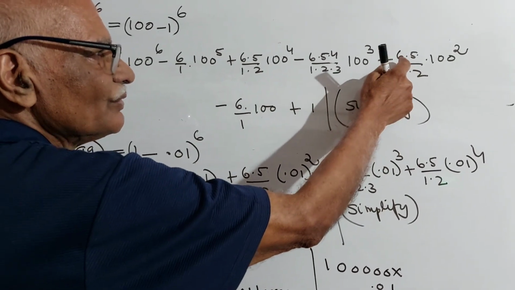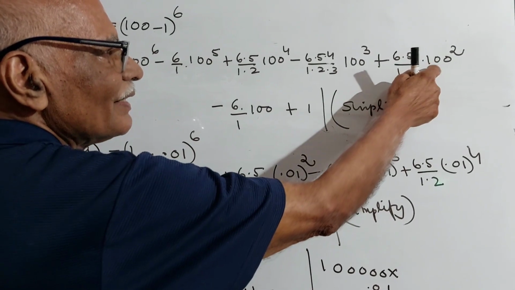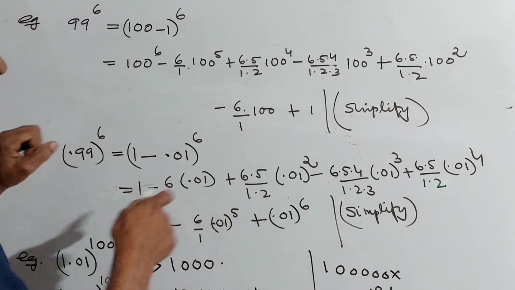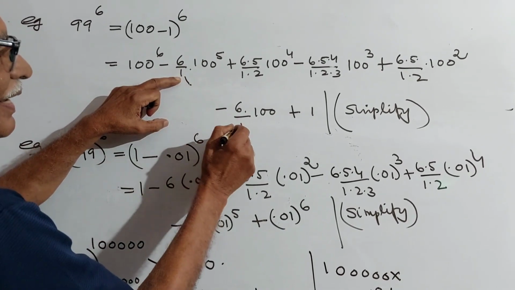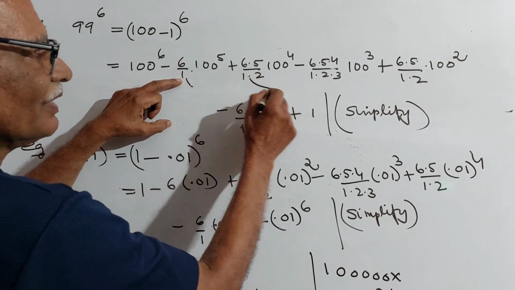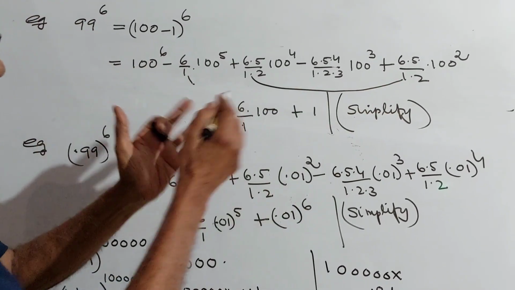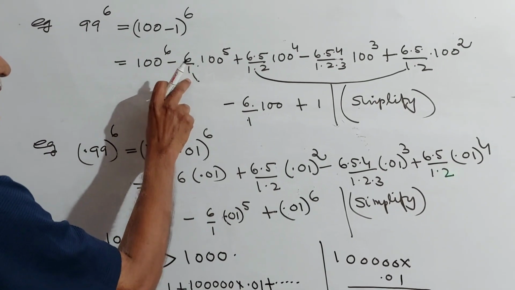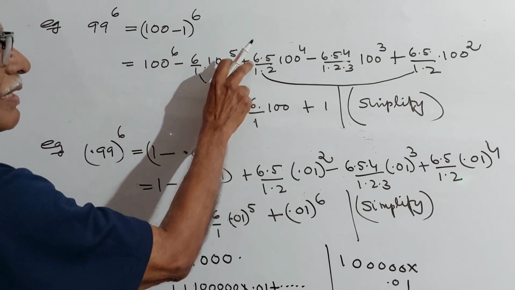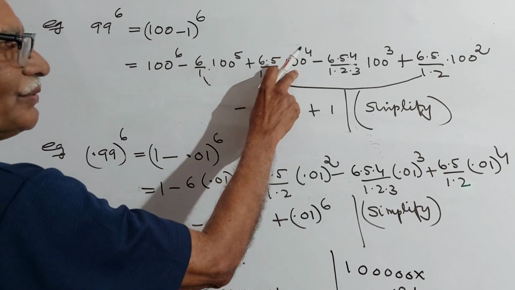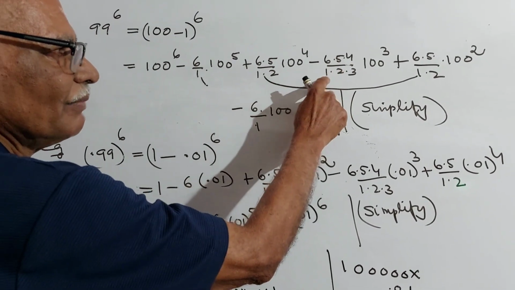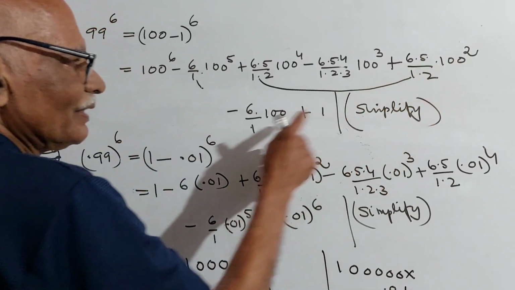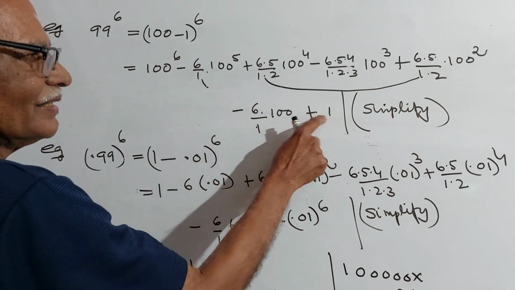Cancelling 3, 4, you see (6×5)/(1×2) 100^2 − 6/1 ... You can see the numbers 6/1 will come again, and (6×5)/(1×2) will come again. So that symmetry applies. So net effect is 100^6 − (6/1) × 100^5 + (6×5)/(1×2) × 100^4 − (6×5×4)/(1×2×3) × 100^3 + (6×5)/(1×2) × 100^2 − (6/1) × 100 + 1.